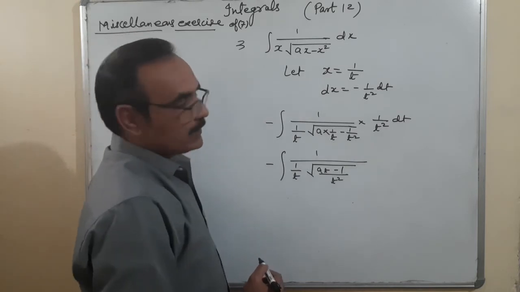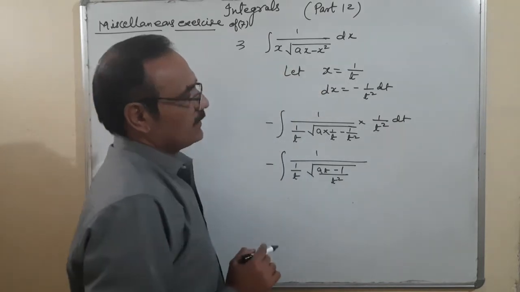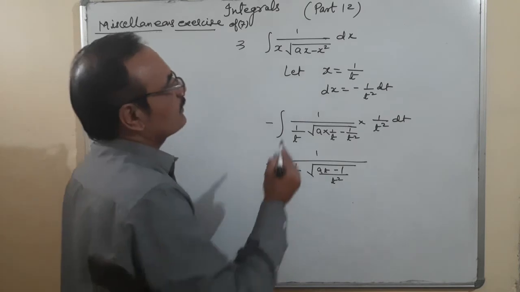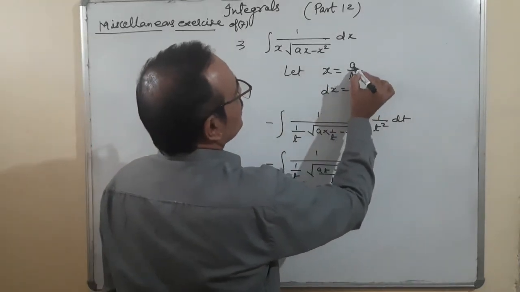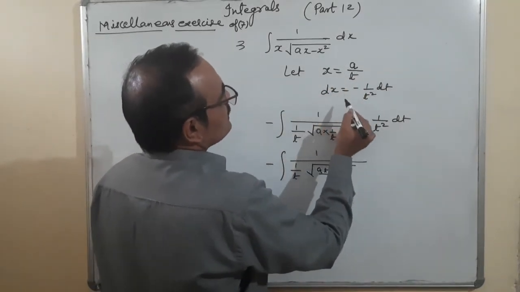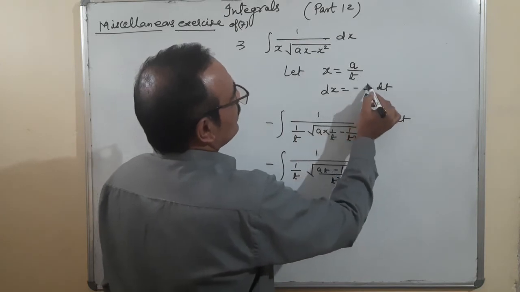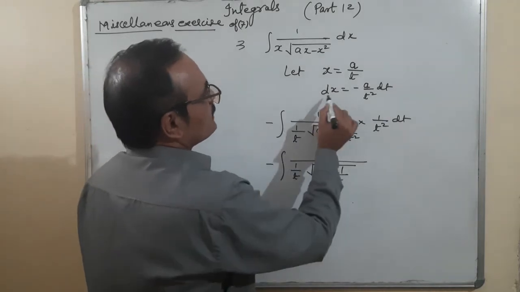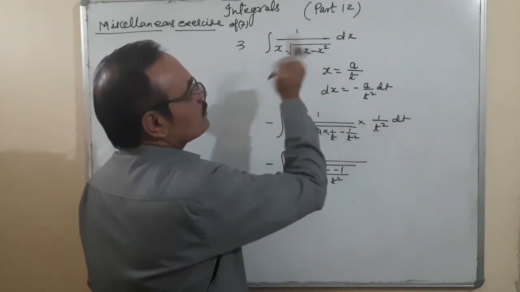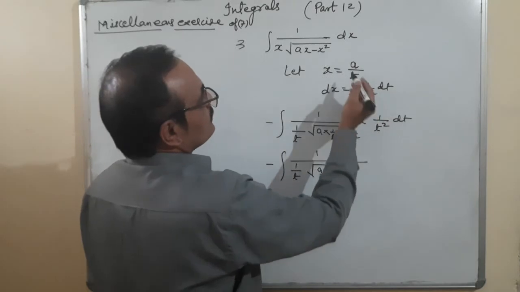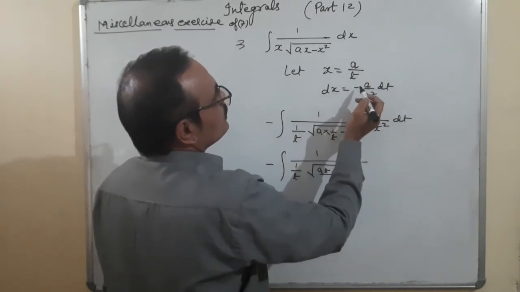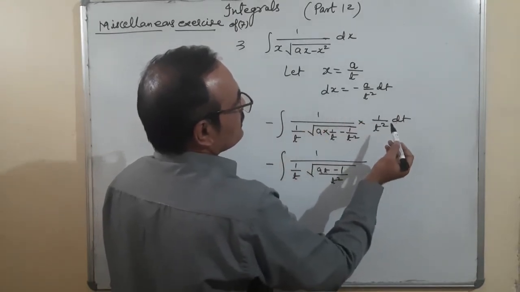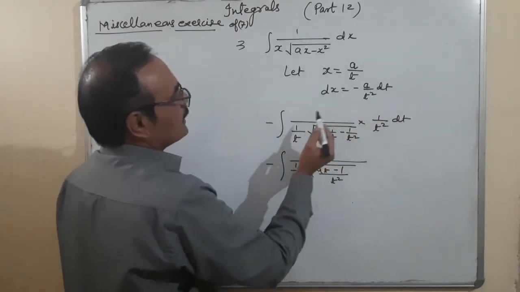Friends, one thing can be done, because with the x there's a, so better to take x is equal to a upon t. If I take that, then what happens? dx is equal to minus a upon t square dt. How do we take out this a from it? This is necessary for that. So in place of dx, 1 upon t square and minus a can be written here.